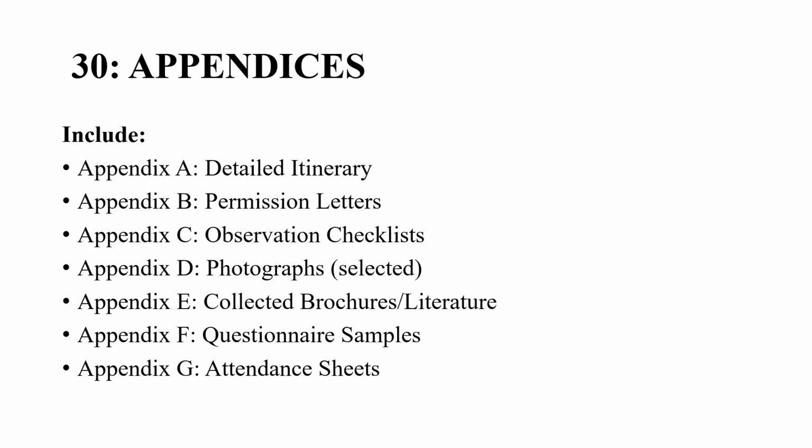like your detailed itinerary, the detailed one, the permission letters you got, the observation checklist you were using to do that kind of study, what all photographs you took, like additional, if any, collected brochures and literature, you can add that, what kind of questionnaire samples you used, and then the attendance sheet, how many individuals visited that site. So this could be another aspect.